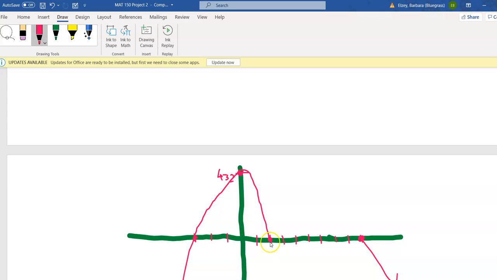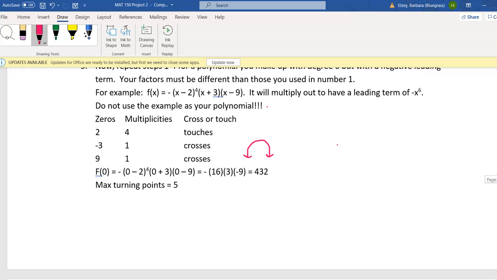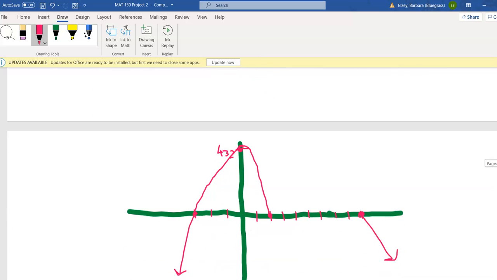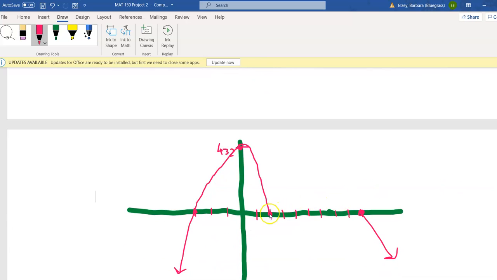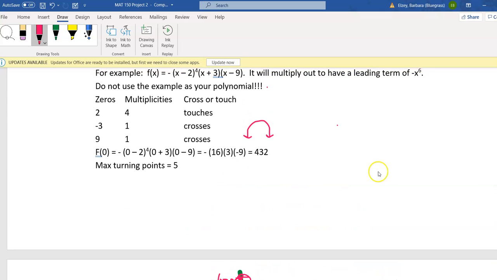All right, so let's see what happens at 2. Does it cross or does it just touch or bounce? Okay, so it bounces at 2. So we want it to go back up. And it's got to come over to this x-axis, or this x-intercept right here. And then notice that we have it crossing there. So let's hope that at 9 it says that it's crossing. And it does, so that's excellent.